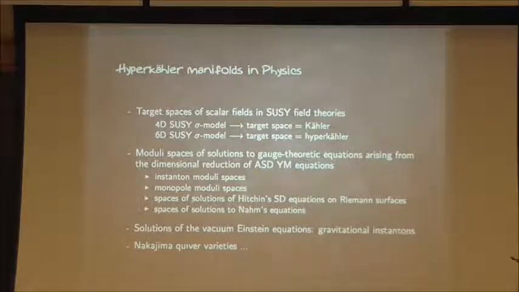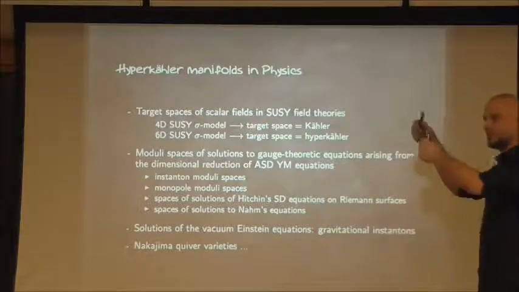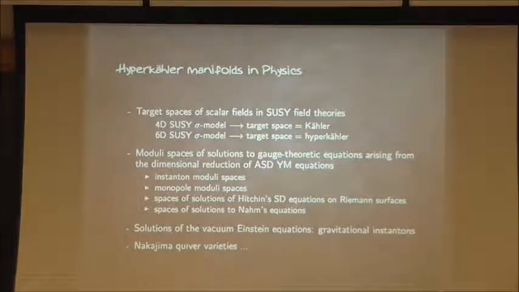Then you can play a dimensional reduction game. In 4 dimensions, N=2 supersymmetry implies Hyperkähler target space; in 3 dimensions, N=2 supersymmetry implies Kähler space; N=4 supersymmetry implies Hyperkähler, and so on. Hyperkähler manifolds arise also as moduli spaces of solutions of gauge theoretic equations arising from the dimensional reduction of the anti-self-dual Yang-Mills equations. So, as instanton moduli spaces, monopole moduli spaces, spaces of solutions of Hitchin's self-duality equations, spaces of solutions of Nahm equations, and so on.